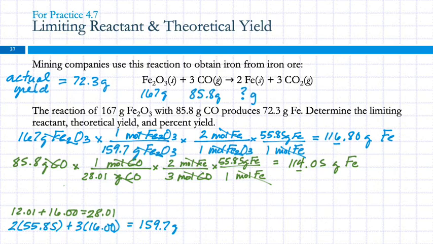What's the limiting reactant? The CO. The limiting reactant is the one that makes the smallest amount of product. So what's my theoretical yield? It's the smallest amount of product. 114 grams of iron.